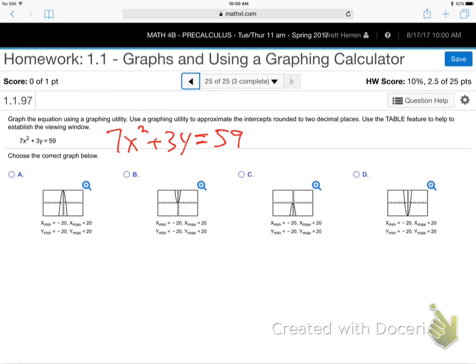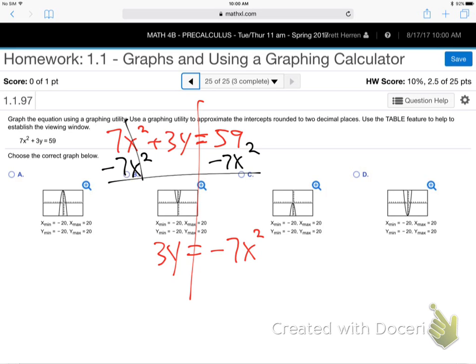I'm not going to use the graphing calculator. What am I going to do to find the graph? I'm just going to get y alone. So y is over here saying I want to be alone. So I'll subtract the 7x squared from both sides. And then I'll get, what is that? 3y is minus 7x squared plus 59. Good to there so far?